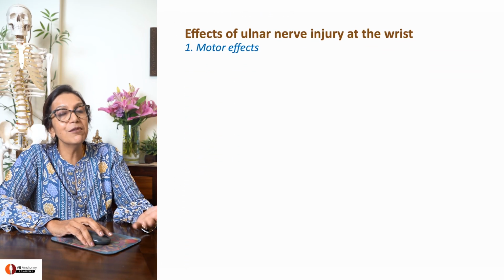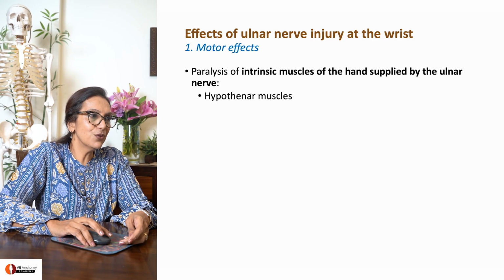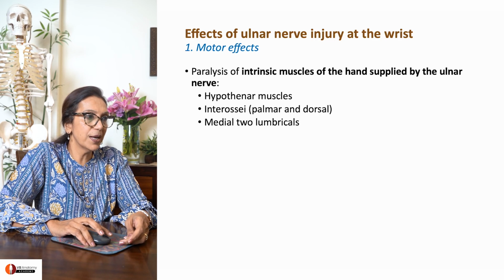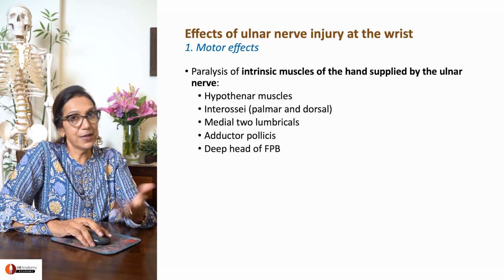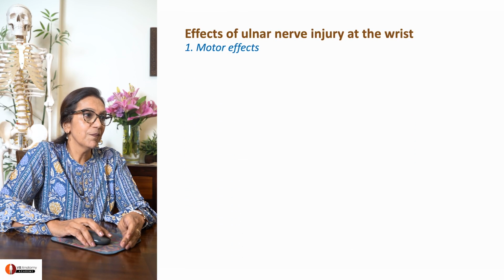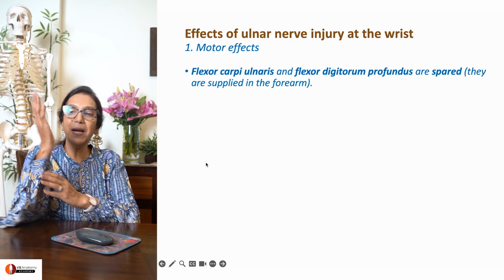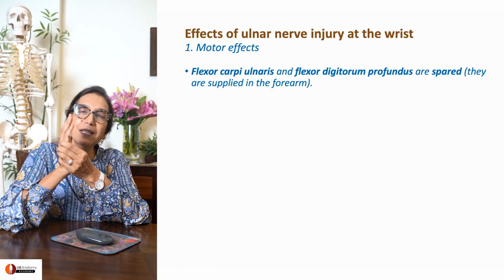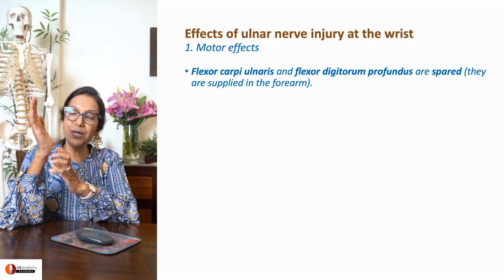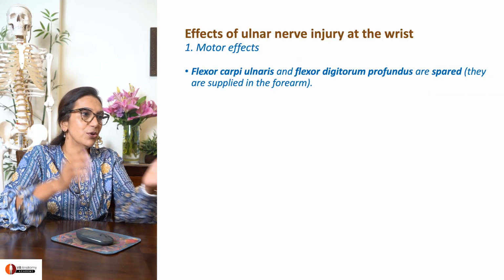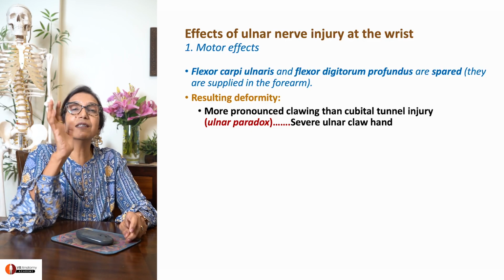So what are the motor effects now? The motor effects are paralysis of muscles of the hand as usual: hypothenar muscles, interossei, medial two lumbricals, adductor pollicis. Deep head of flexor pollicis brevis also maybe. But we have to note that flexor carpi ulnaris and flexor digitorum profundus medial 2 tendons are actually functioning now because the injury is here. So the ulnar nerve had time to supply these two muscles. So resulting deformity is excessive clawing.